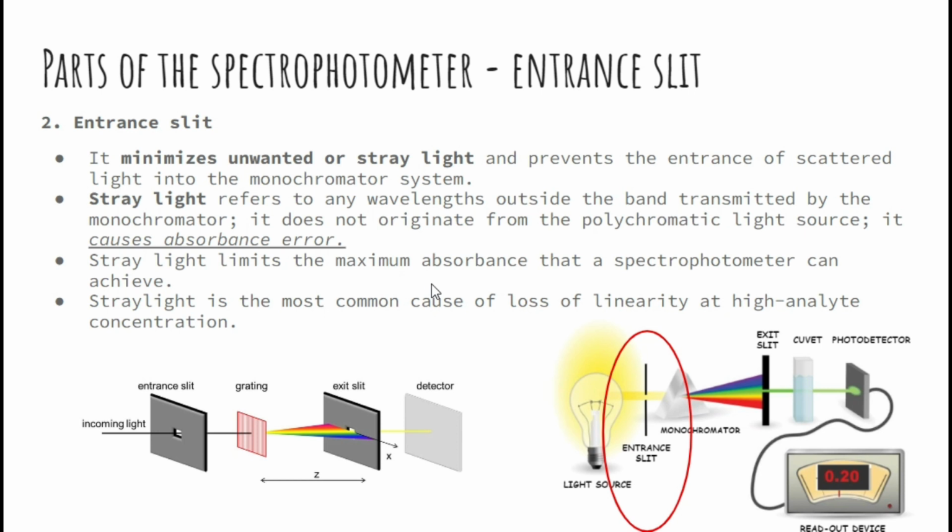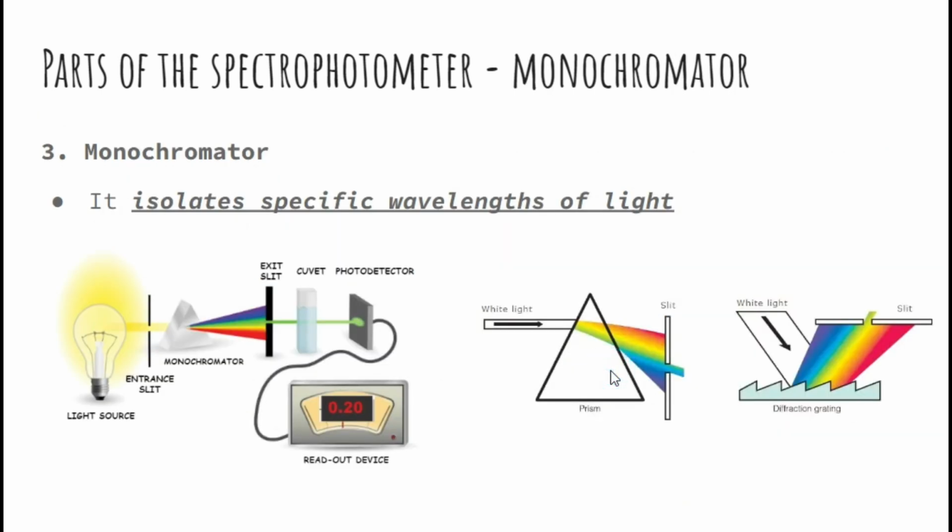So that is a source of error. And stray light is the most common cause of loss of linearity at high analyte concentration. So mamamali po yung ating measurement. At dyan po papasok ang entrance slit or yung trabaho or function ni entrance slit. This will minimize that unwanted or stray light and prevents the entrance of scattered light into the monochromator system. So kumbaga para siyang guard na kapag hindi ka pwede, hindi ka papapasukin. So yan po ang entrance slit.